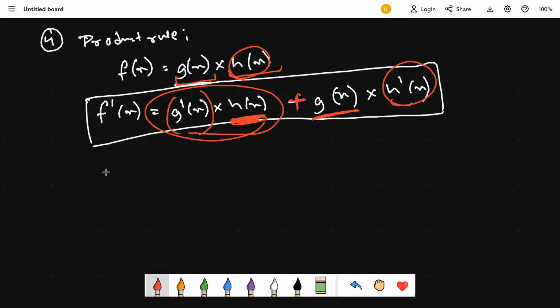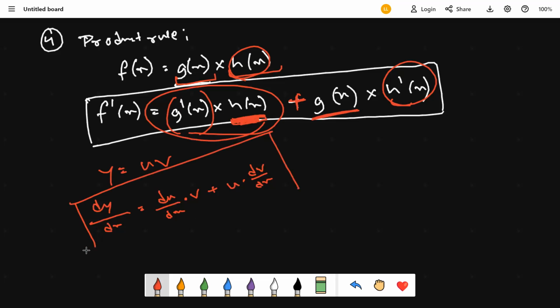A simple way to write this is, let's say you have an equation y equals uv. Then if we find dy by dx, this is represented as du by dx into v plus u times dv by dx. This product rule is also known as the rule of uv. Oftentimes people say use the uv rule, use the uv differentiation. So uv actually represents this product rule.